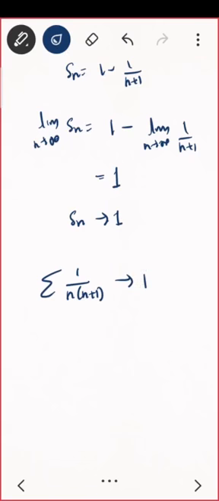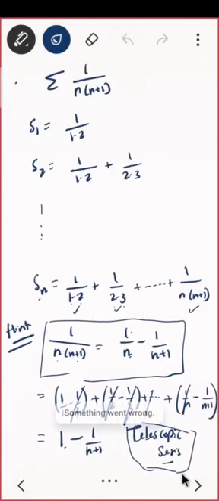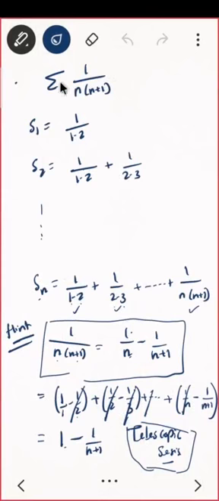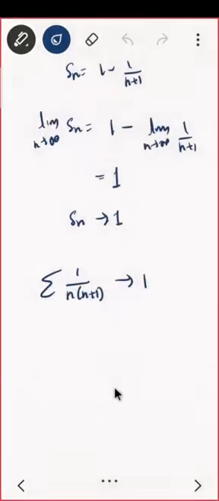I'll share the screen. What is my conclusion? My conclusion is, since my Sn is convergent, this series is convergent. That is, this series, summation 1 upon n into n plus 1, converges to 1. Means proved. Or no, it was not a proof. Let me now define what is a telescopic series.